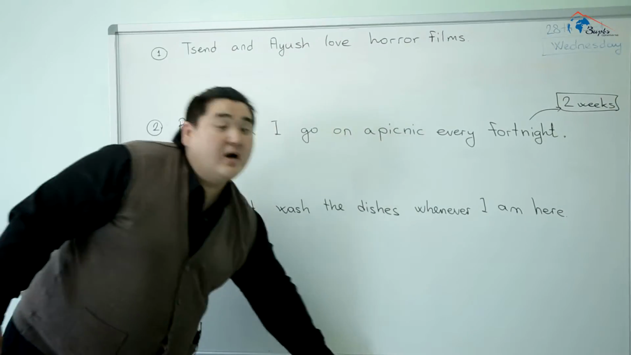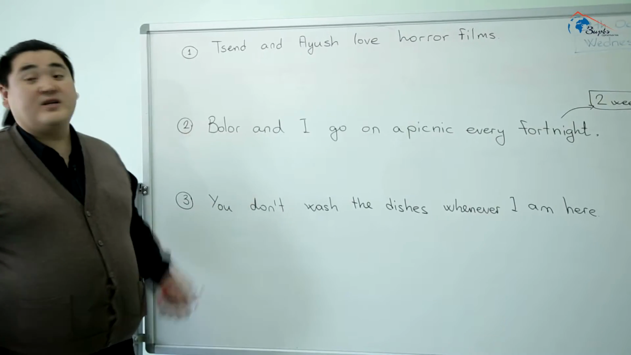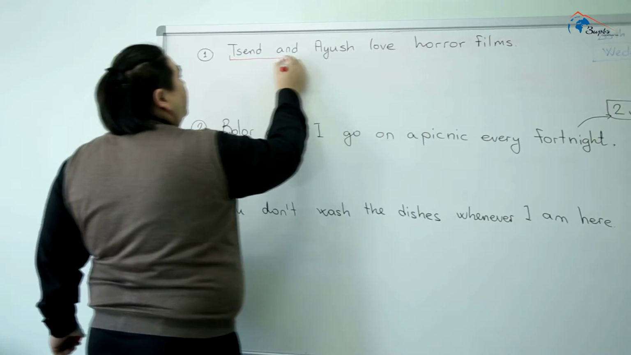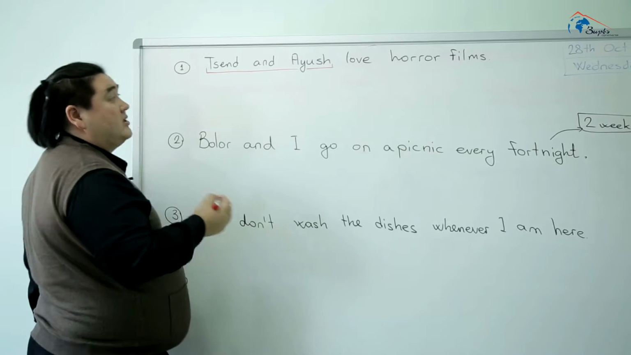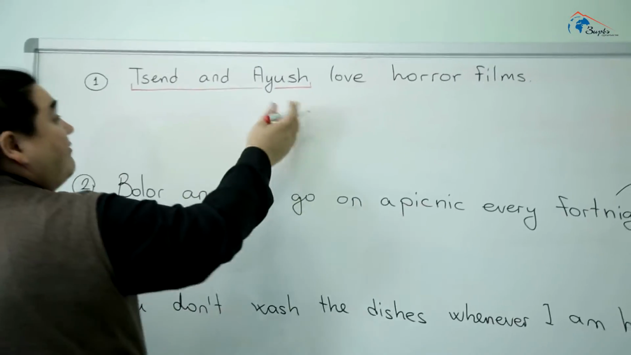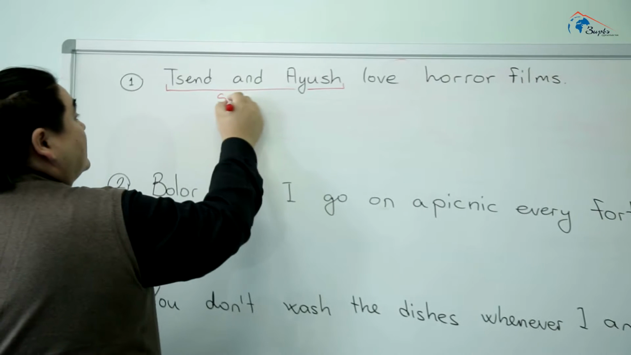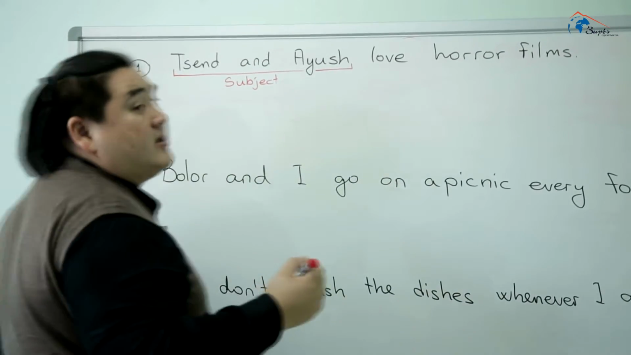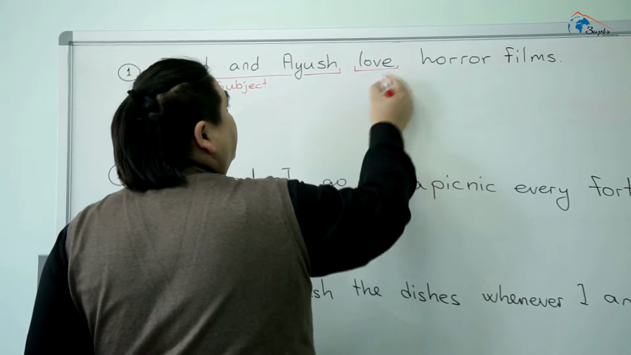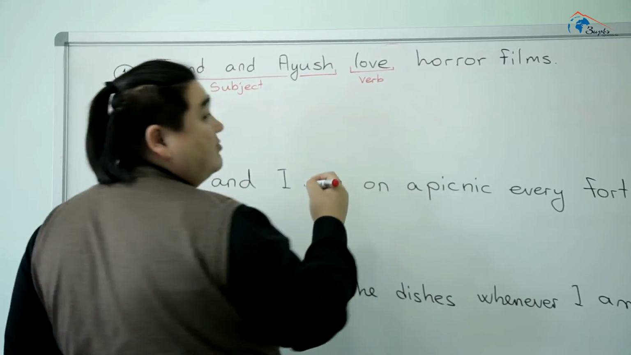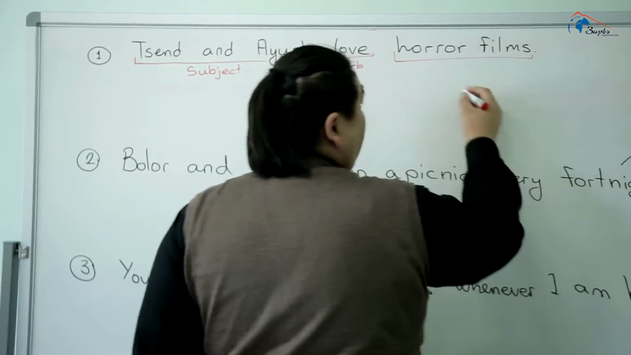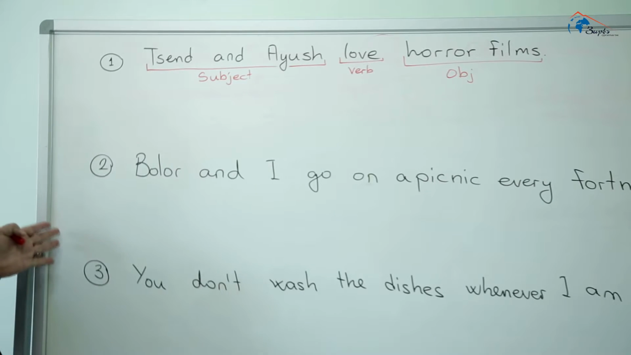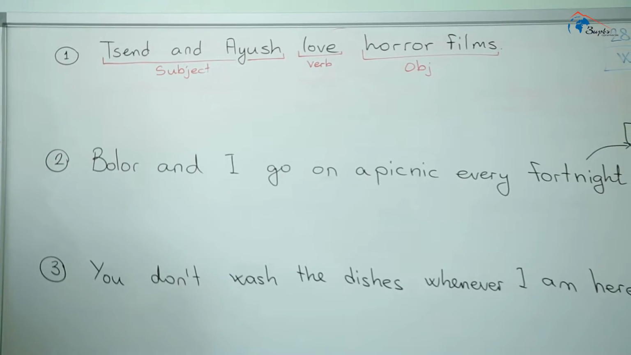I'm going to ask you to define the parts of the sentences. Here, the first sentence. Sind and Ayush, these two are the owners of the action, loving horror films. So these are the subjects. And love, this one is the verb. And then horror films, as a whole, is an object. So make it into the passive voice. It's easy. How about the next sentence?